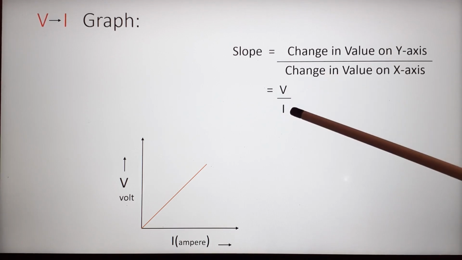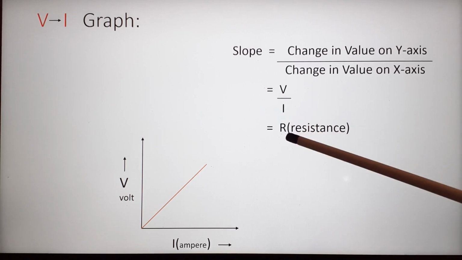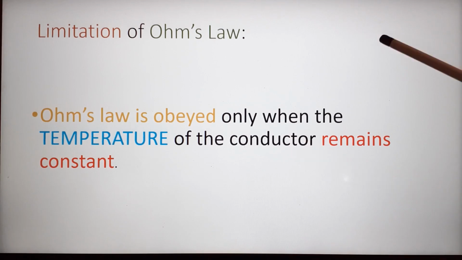So y-axis has potential difference and x-axis has current. So what is the ratio V by I called? It is called resistance R. So which physical quantity is obtained by finding the slope? Answer is resistance.